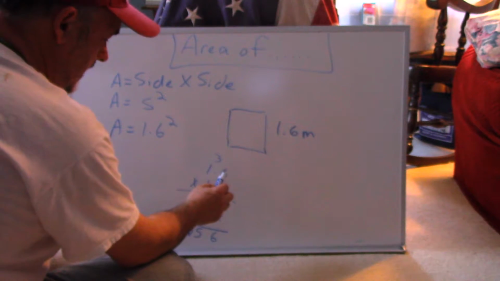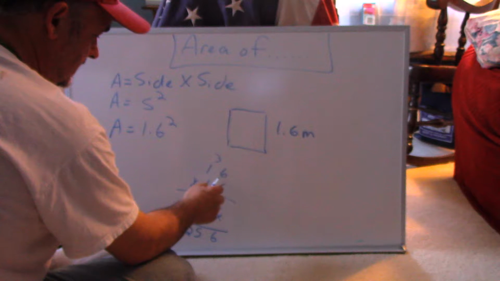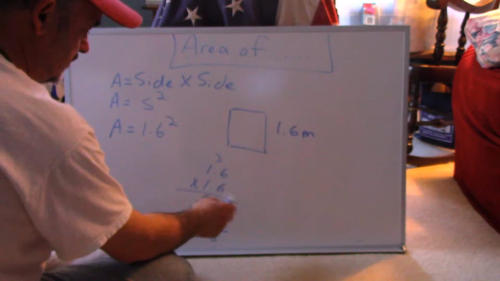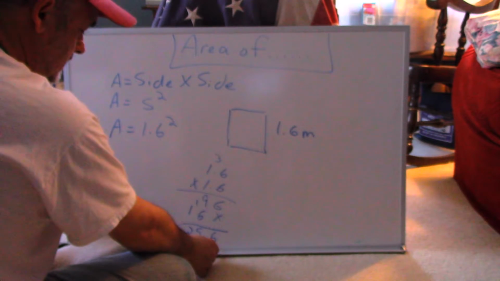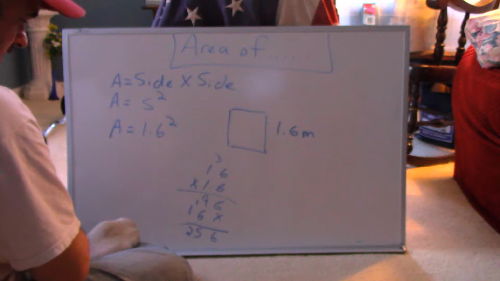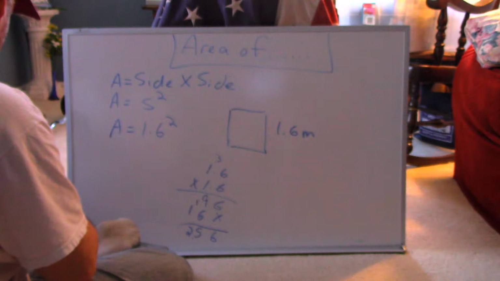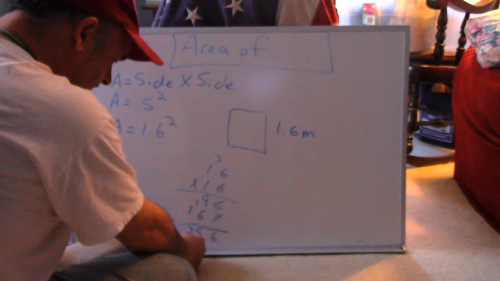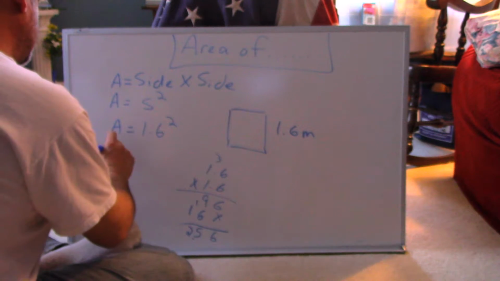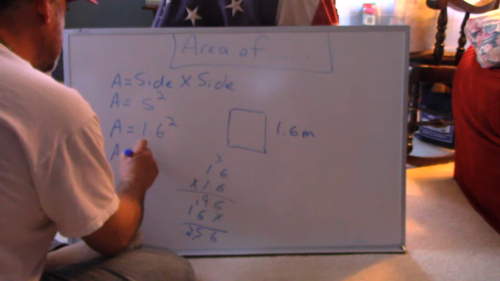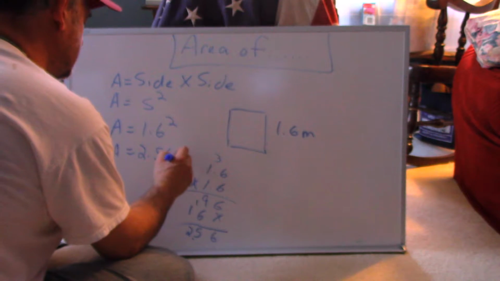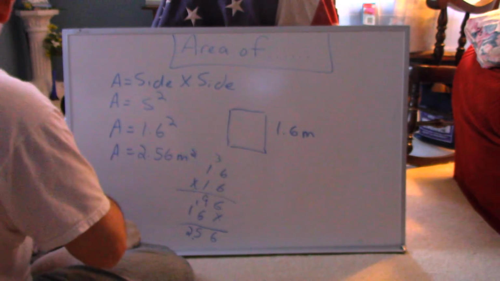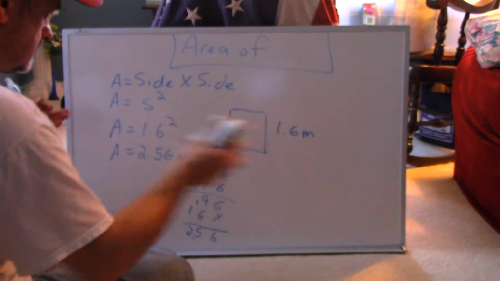And then you count how many places to the right of the decimal, and there's 2. And then you go over twice. Once, twice. 2.56. 1.6 times 1.6 is 2.56. So this is correct. So then this would be area equals 2.56 meters squared. I just wanted to do one with a decimal.